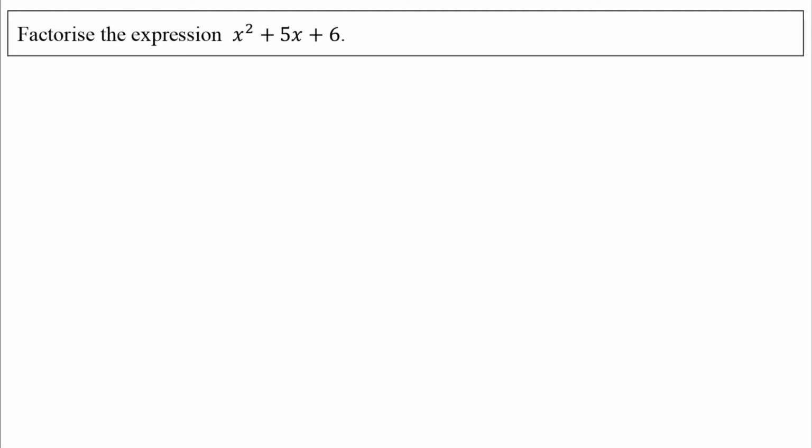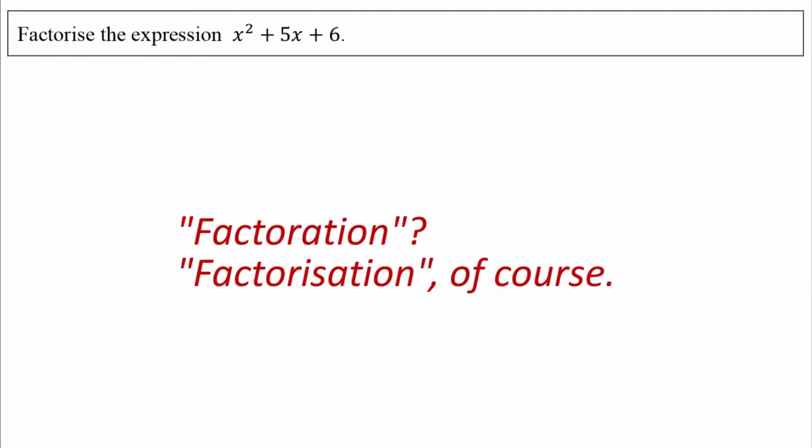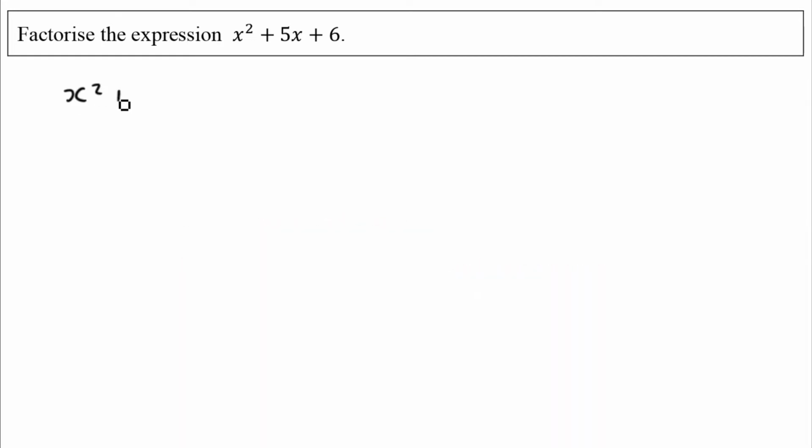Let us see if we can use this idea of factorisation by sight to do this next example. We have to factorise x squared plus 5x plus 6. Now again, our two brackets must both have a single x at the beginning of them. It's the only way we're going to be able to multiply out these brackets to get a single x squared.